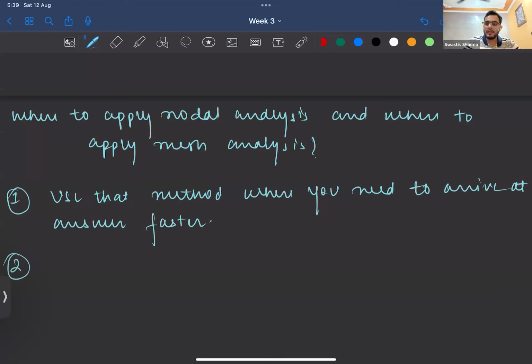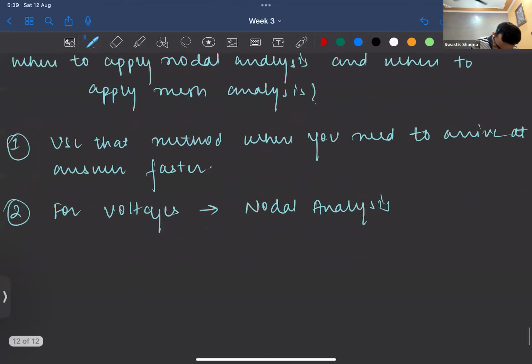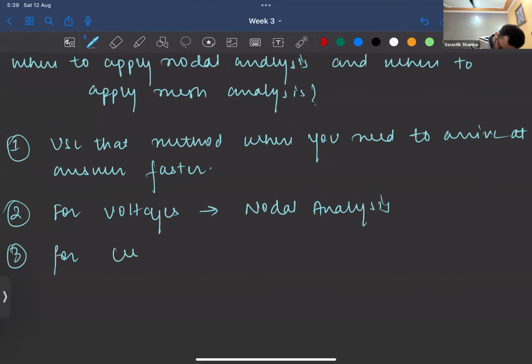Now, if you need to find voltages at a node, always use nodal analysis, because by solving nodal analysis, you directly get the nodal voltage. For currents, you use mesh analysis, because you can then directly find out the mesh currents, right?